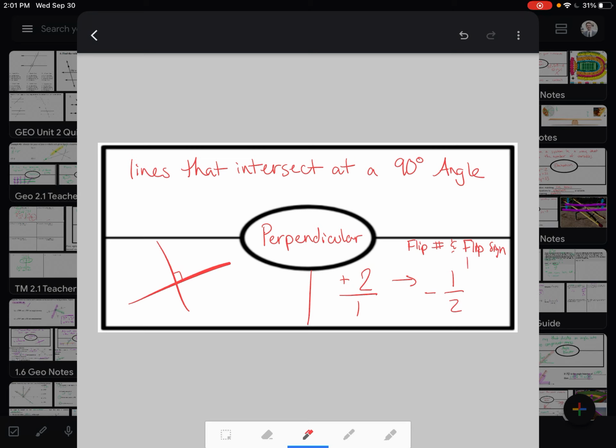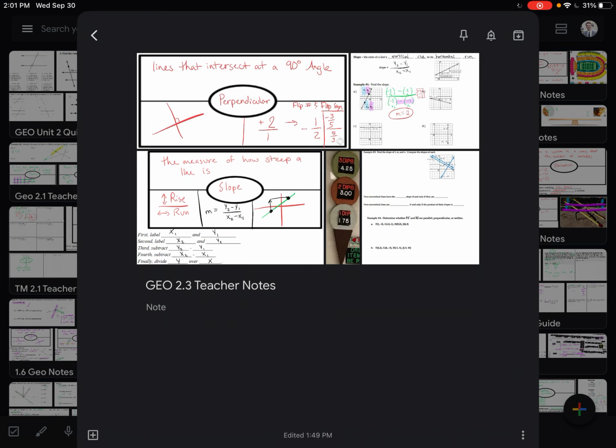A second example, so we can see this a couple of times here, is if we have something like negative 3 over 5, our inverse reciprocal, or a perpendicular slope to negative 3 over 5, would be positive 5 over 3. So again, we're flipping it and we're changing the sign. So two examples of perpendicular slopes, and we're going to be able to see that in some examples coming up next.